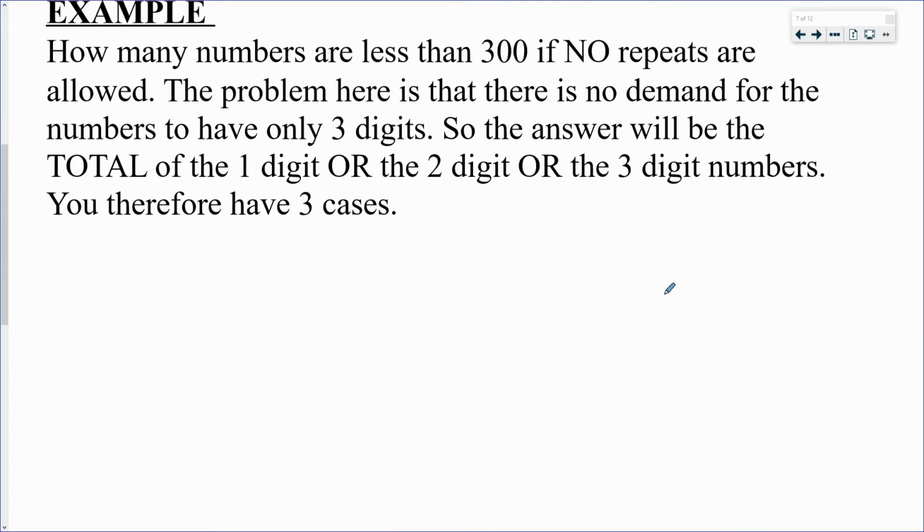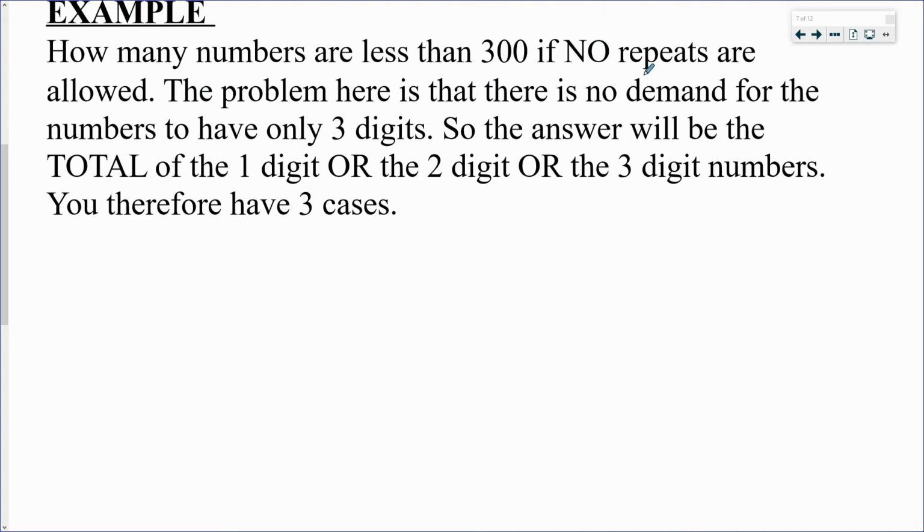All right, let's look at an example. So we saw questions like this that were shorter. This one's obviously a lot longer, and yes, these do show up on the exam. They're generally 2 or 3 mark questions. You'll get 1 if you get one. How many numbers are less than 300 if there's no repeats allowed? So the question is, how many numbers are less than 300 if no repeats are allowed?